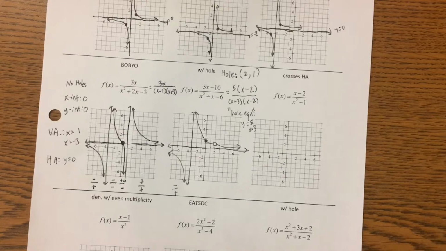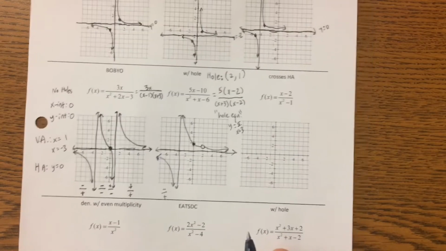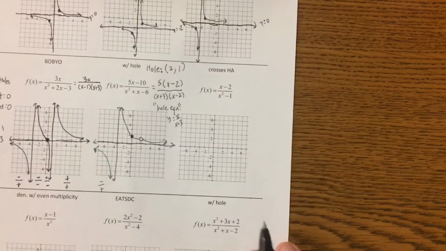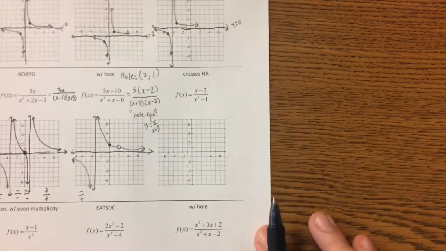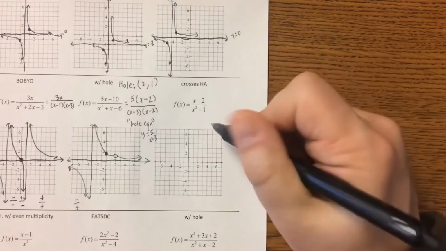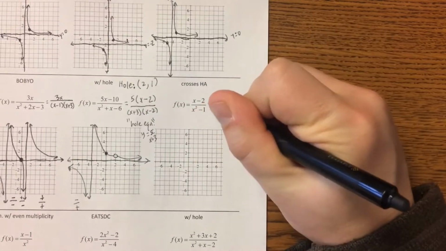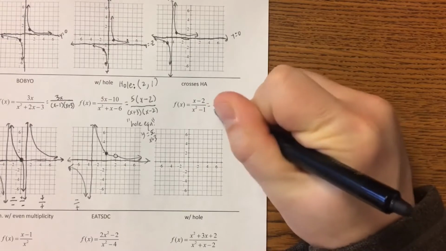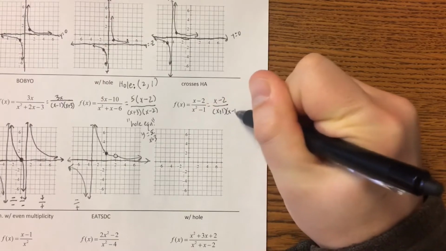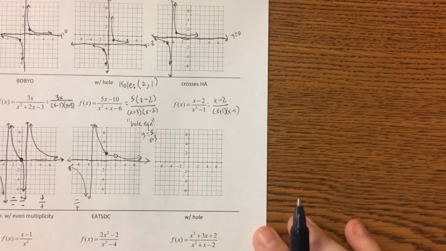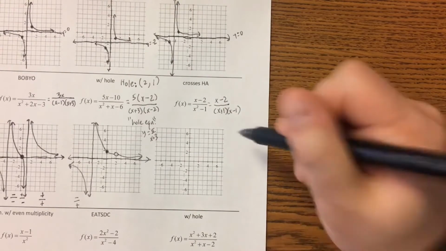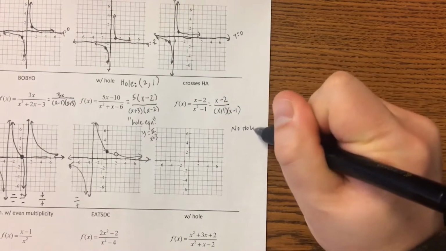Now, Aiden was asking about crossing the horizontal asymptote, and that may happen. So, let's look at this next one. X squared minus 1, when we factor it out, is x plus 1 times x minus 1. So first of all, are there any holes? No holes.